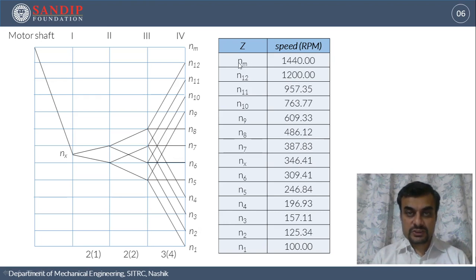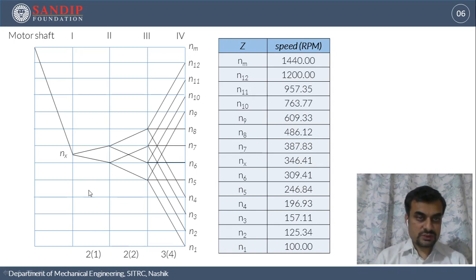There is an additional speed Nm, which is the speed of the motor, which is the prime mover in this gearbox. The first reduction, that is from Nm to Nx, will be achieved through a belt and pulley arrangement. So we will not be discussing much about that, but we can calculate the ratio of diameters, which is equal to the ratio of these two speeds, Nx to Nm. Let us go ahead with calculating the gear ratios first.